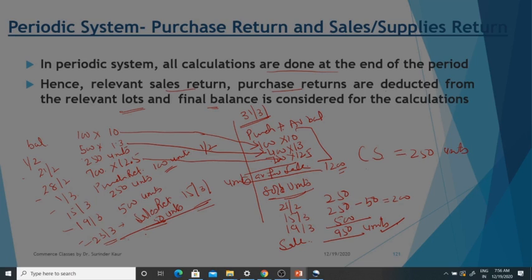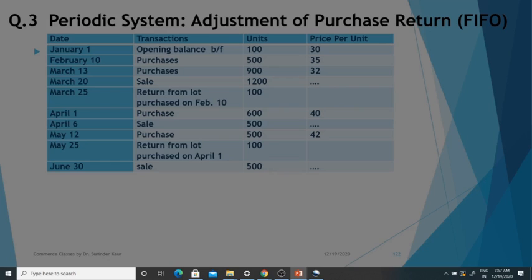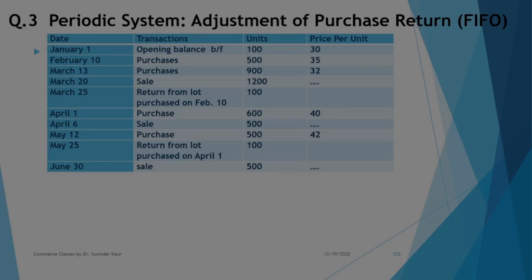Just deduct them from the relevant lots, because all the lots are there with us and we are working at the end. Now let us consider this with the help of one more example, wherein we will be making all the calculations under FIFO, LIFO and weighted average method. So this is our question. Now we are given this information.